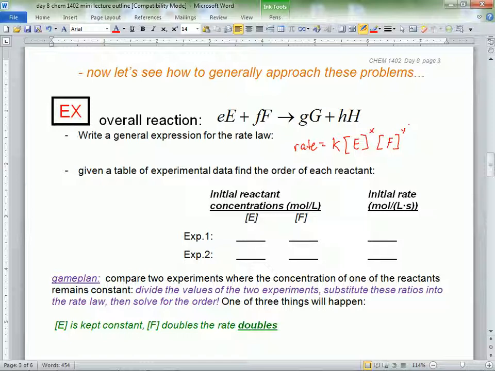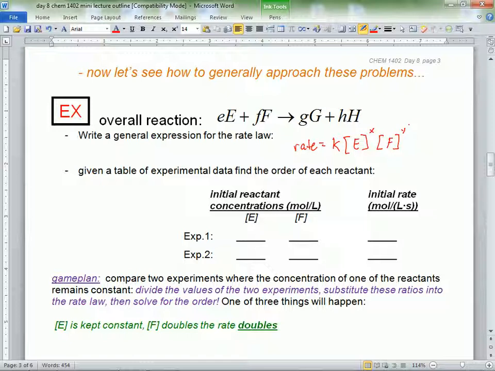So you take each reactant and just put them in brackets, raise them to an x or a y. Okay, so we're going to be given a table of experimental data. And we want to find the order of each reactant, find the x and the y. So you're going to have all these experiments with their concentrations of the reactants and the rates. So here's our game plan. We're going to compare 2 experiments where the concentration of one of the reactants stays constant. So just pick out 2 experiments where one of them stays constant. Divide the values of the 2 experiments, substitute the ratios into the rate law, and then solve for the order.